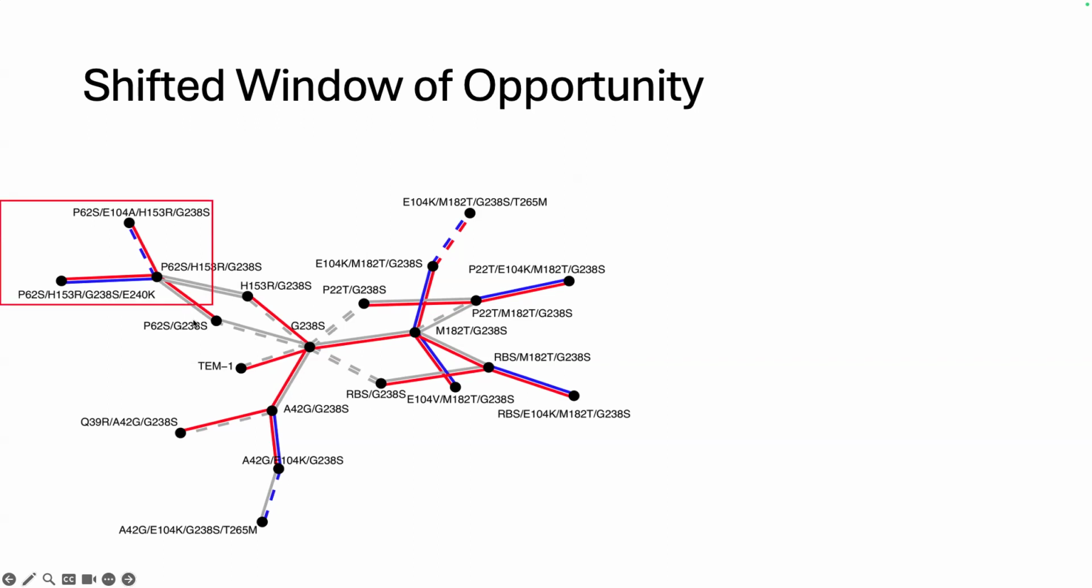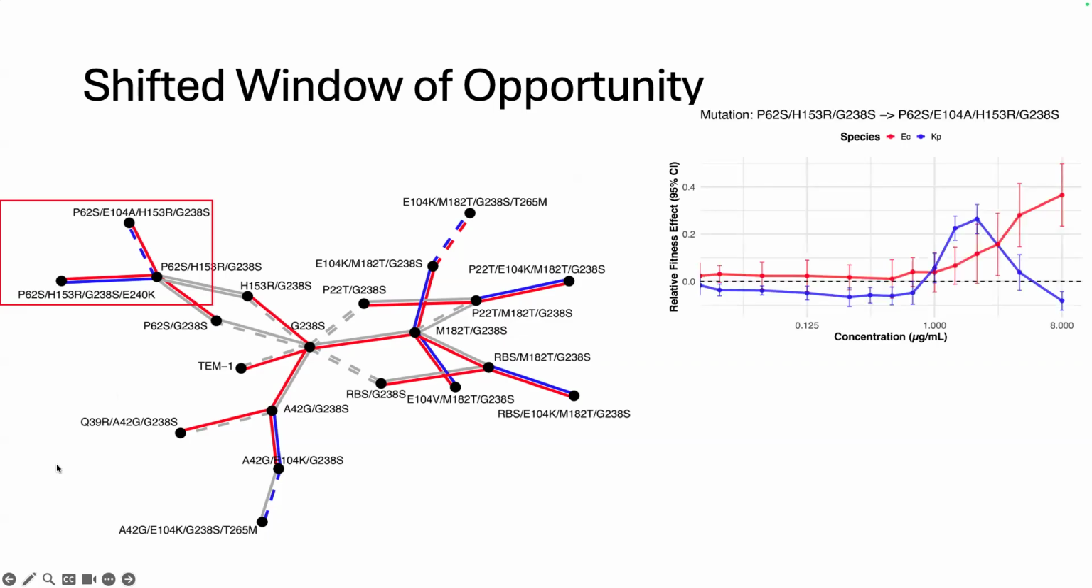And to visualize what's going on, I'll just show two representative examples that occurred on the same genetic background in E. coli. And these were both selected at 8 microgram per mil. First, in this plot, we see that the addition of E104A confers a significant increase in fitness to both species in some of the concentrations.